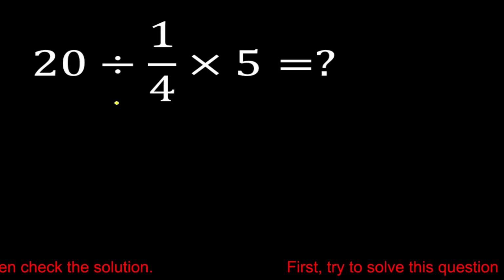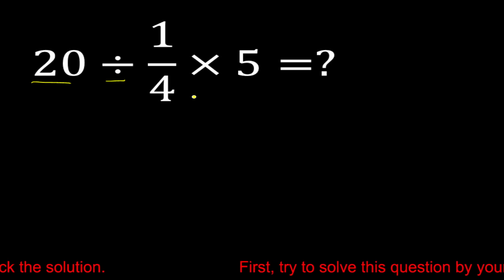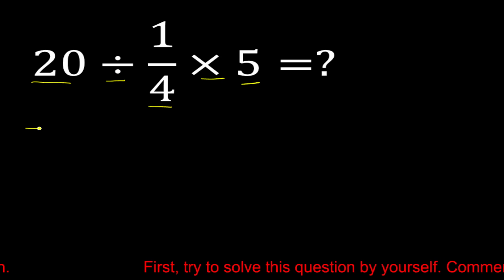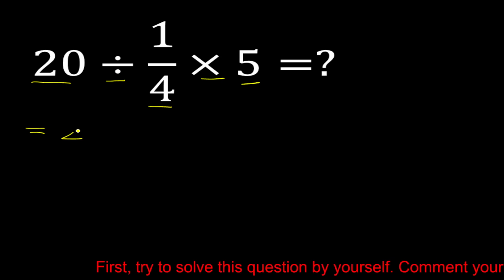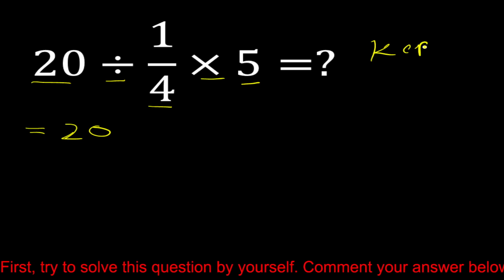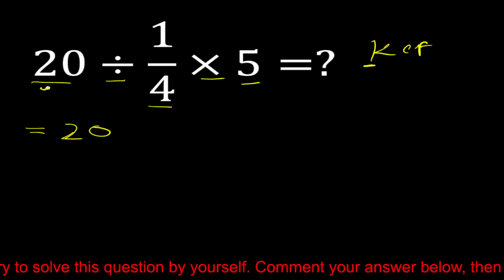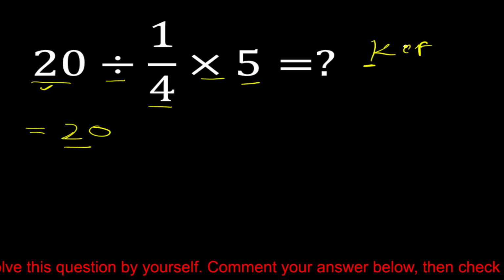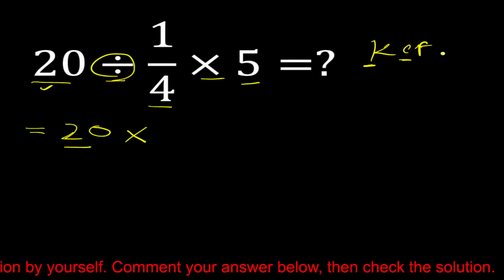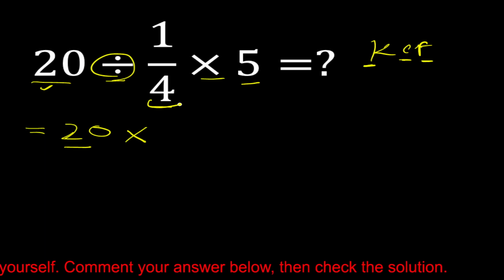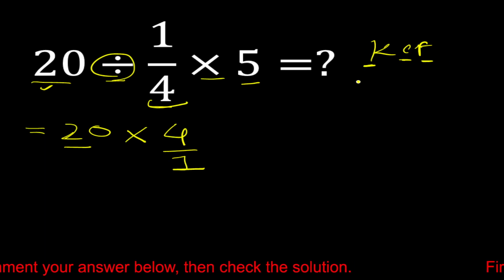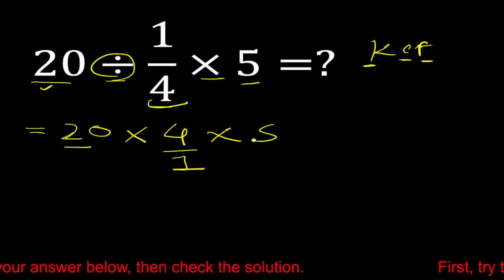So here we have a question: 20 divided by 1/4, then multiply 5. Okay, so now this is equal to 20. Now according to the KCF rule, K means keep this 20 as it is, the same. C means change this sign from division to multiplication. And F means flip this second fraction: 1/4 is equal to 4/1. Then multiply 5. Okay.